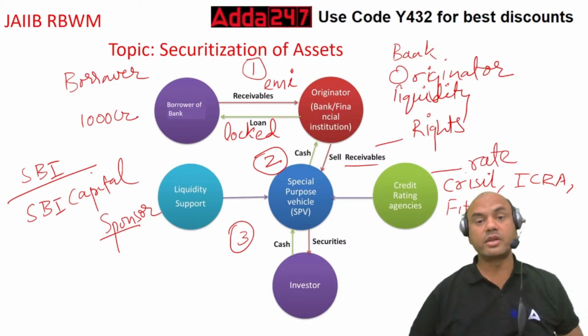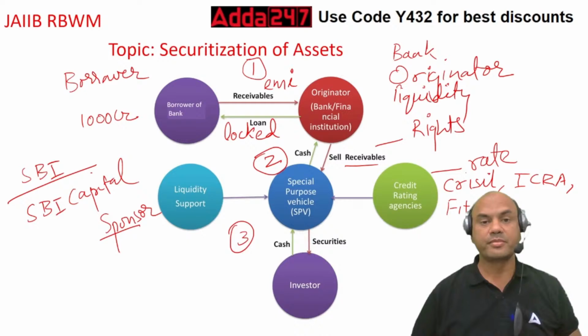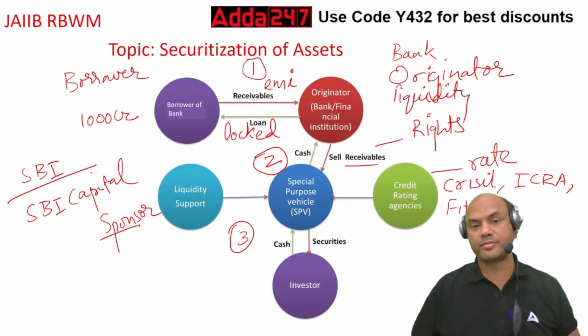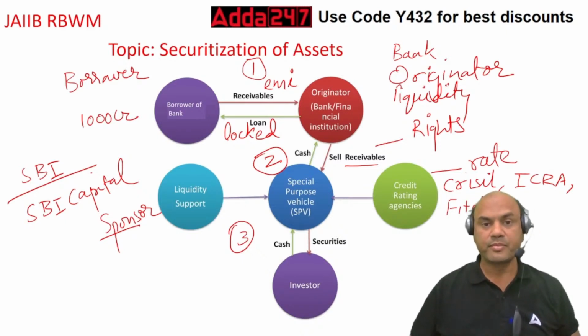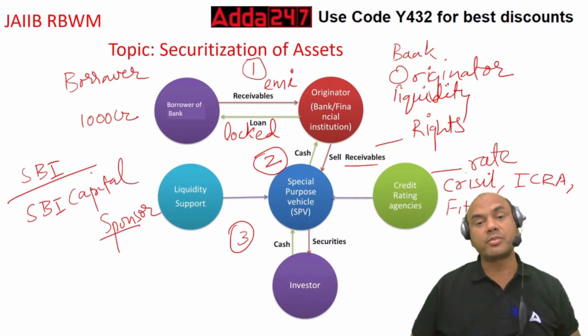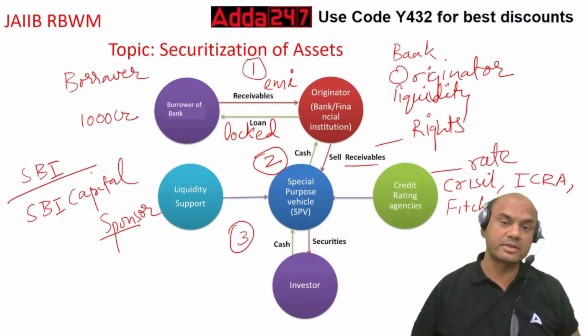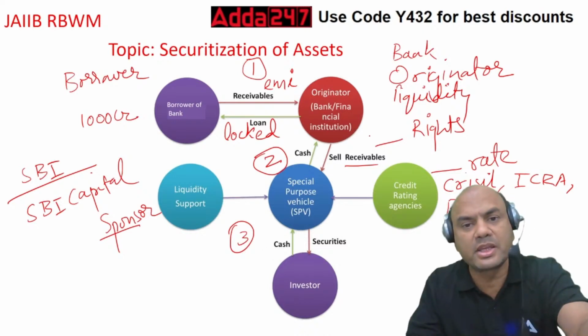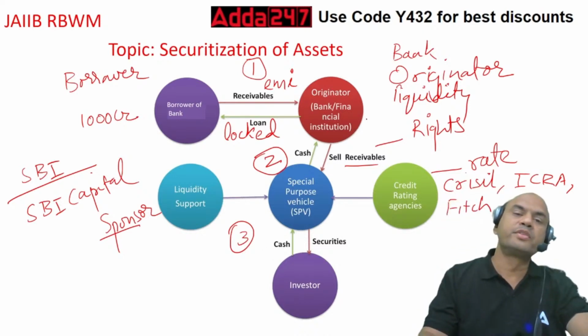So the point over here, kindly note, there are 2 parties who will always support this SPV. One is credit rating agency and second is liquidity support. Okay. Liquidity support is of utmost importance. If you don't have liquidity support, you can't buy anything, because after all it's business. In business you need money, isn't it? So getting back to this, what do you mean by this?